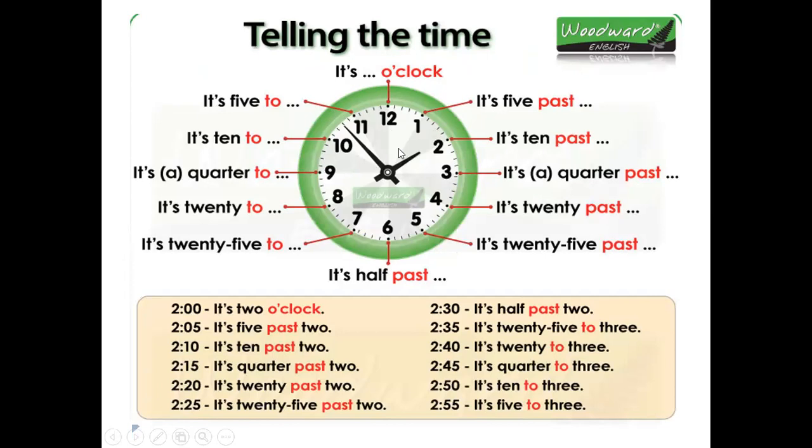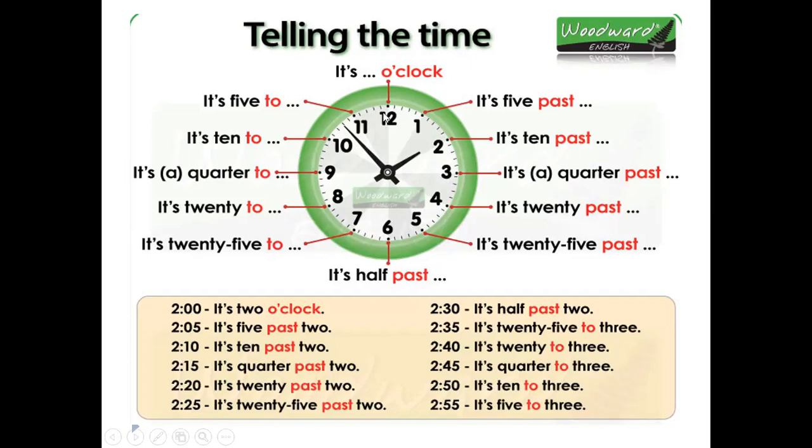If we have the minute hand on the 1, it will be 5 minutes past. And then if we have the minute hand on the 2, it will be 10 past. On the 3, it's a quarter past. On the 4, it's 20 past. On the 5, it's 25 past. On the 6, it's half past.